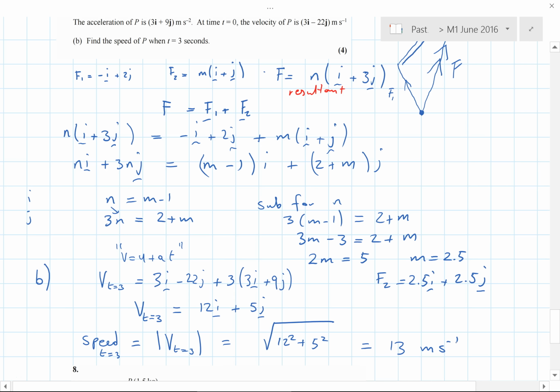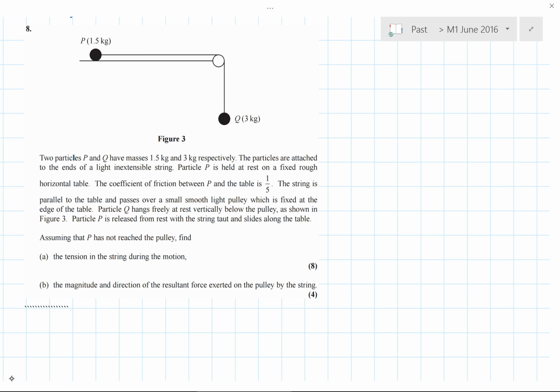So, okay, let's move on to the final question. Well, it looks like a pretty standard connected particles question for a final question. No real angles to deal with. I often think it's quite nice to do these type of questions. First thing is, it's going to be accelerating clearly in this direction. Can't go any other way, obviously.